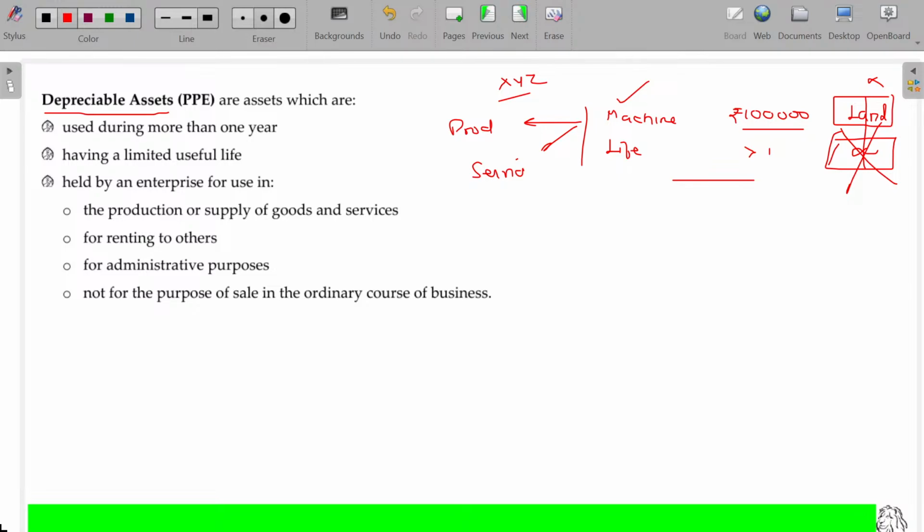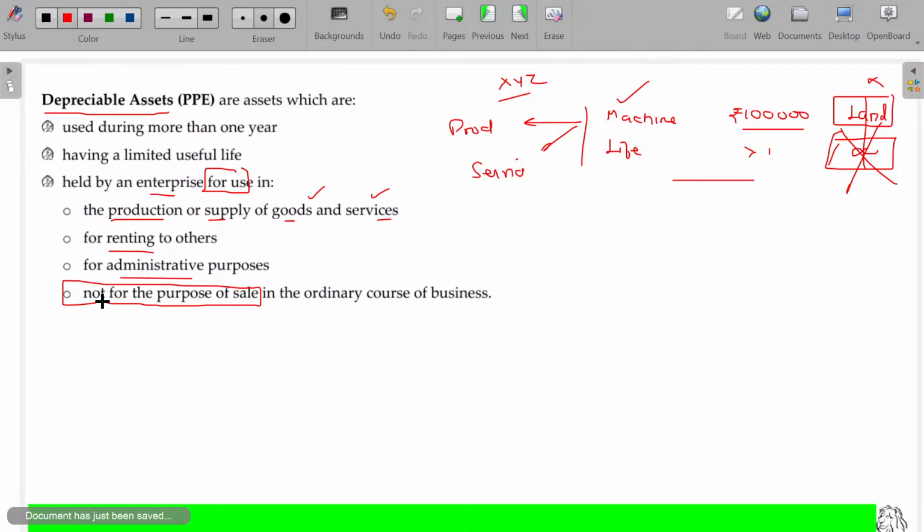Or I may use the asset for official purposes, for my office to make the work easier, or to make the sales easier. So it is held by an enterprise for use in production and supply of goods and services. So production as well as rendering services. Or I can rent it out to a third party and make money. The office computer we have is also an asset for us because it is for supportive purposes, not for the purpose of sale. I don't have the intention to sell. Do I sell the TV, AC and laptop that I have? Definitely it's not my intention to sell. But a laptop vendor purchases and sells laptops, so for him it's stock. For me, these things are not my stock.